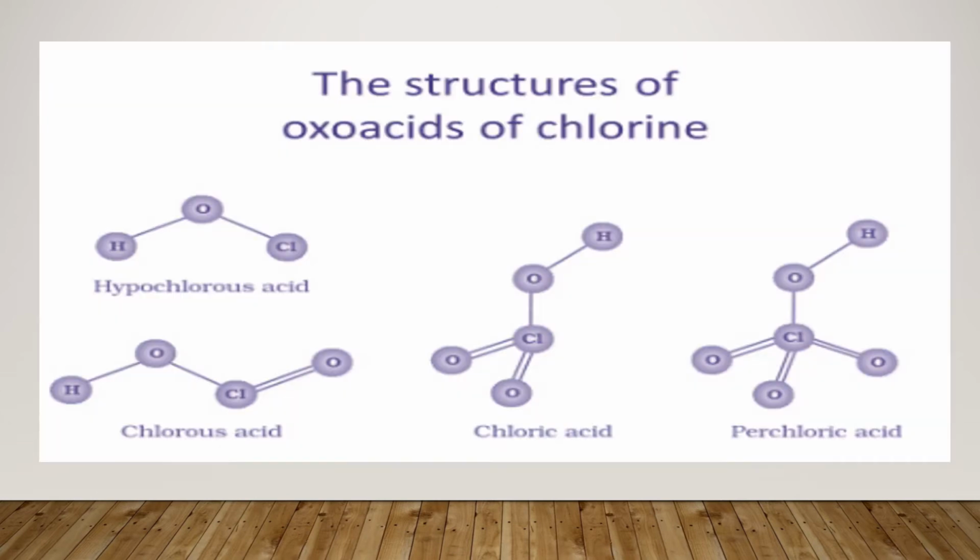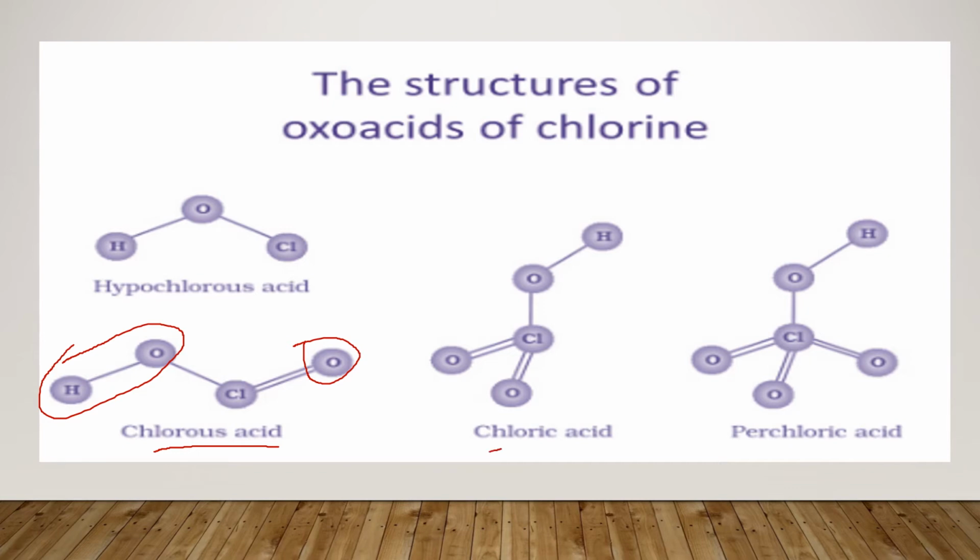Now see, I'll discuss the structure of oxoacids of chlorine. The rest are similar to these. First, see the structure of hypochlorous acid. This is the structure of hypochlorous acid. Second one is the structure of chlorous acid. Here, in chlorous acid, there is at least one hydroxyl group that is attached to a halogen, and that halogen is attached to a doubly bonded oxygen, right?